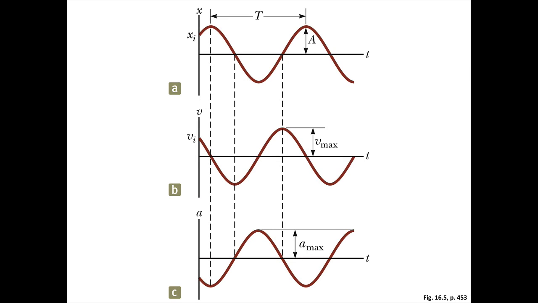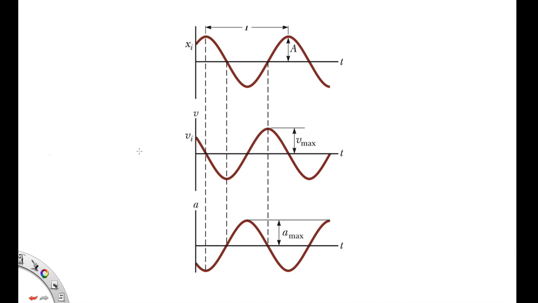So let's now consider the displacement, velocity, and acceleration versus time graphs for a body undergoing simple harmonic motion. We said that the position was given by x is equal to A cos(omega t plus phi). So this point here is going to be when t is equal to 0, and this has magnitude A cos phi.